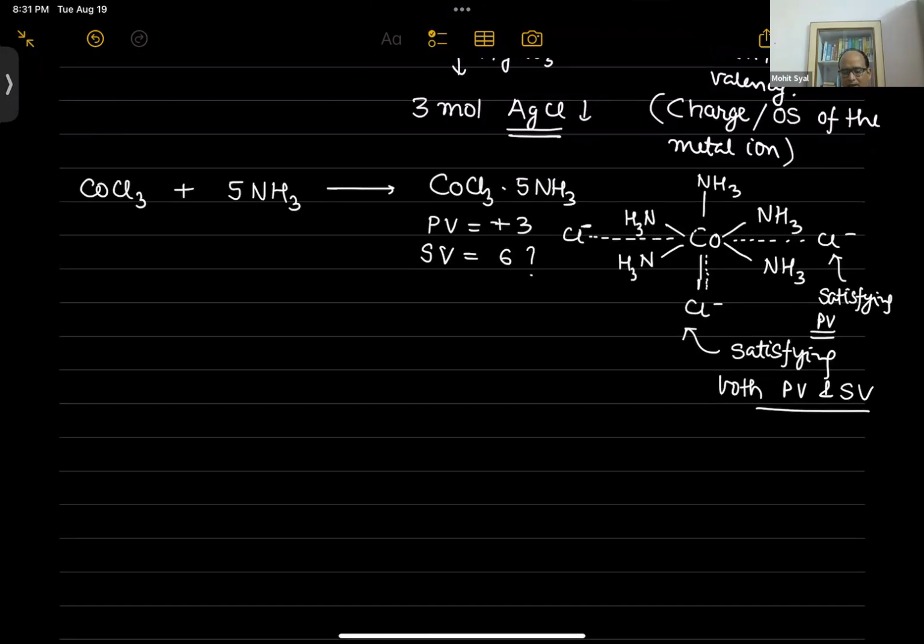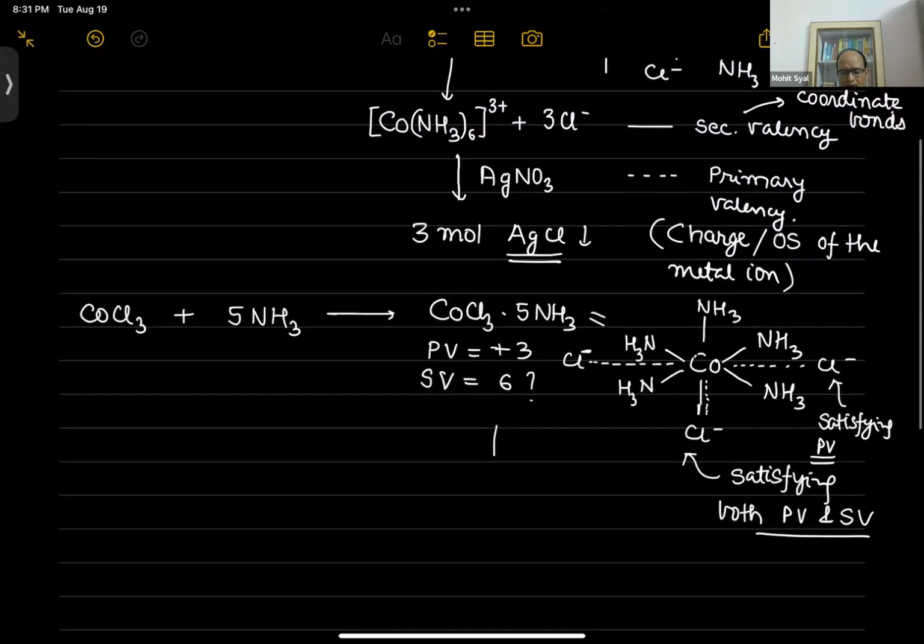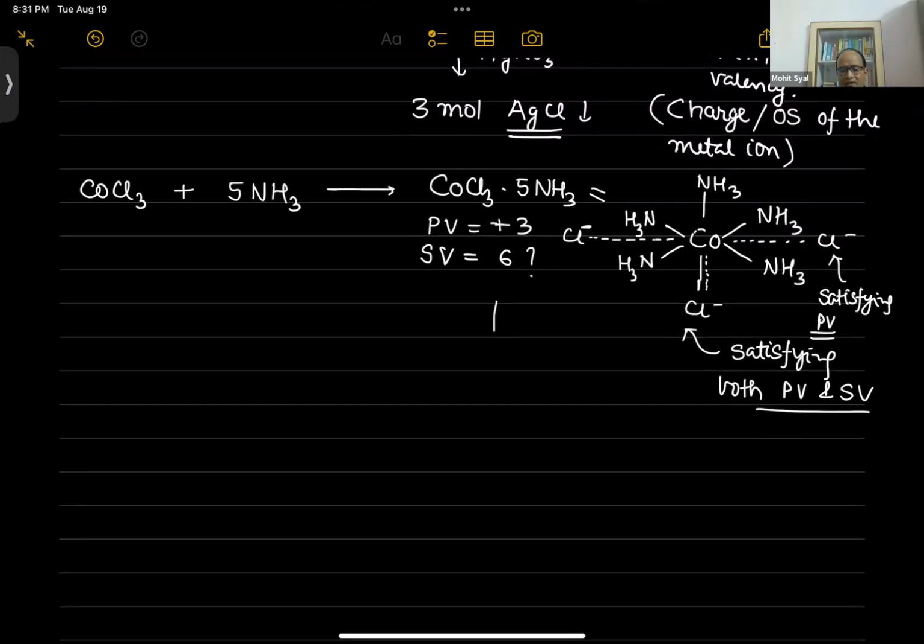Both are the same: one is the formula, another is the structure. I am writing them in Werner's representation, and when you put them in water, they will dissociate. But now, Aisha and Jaslene, can you tell me how many ions will get dissociated?